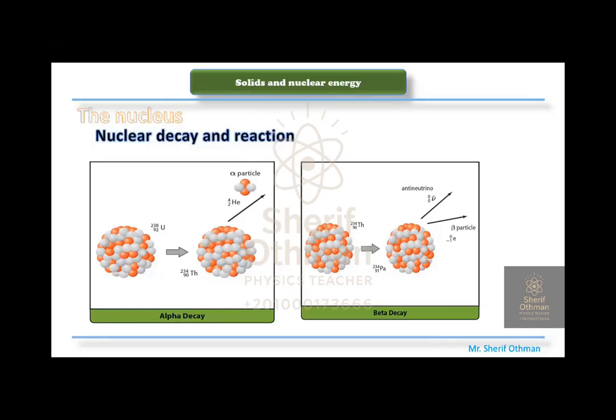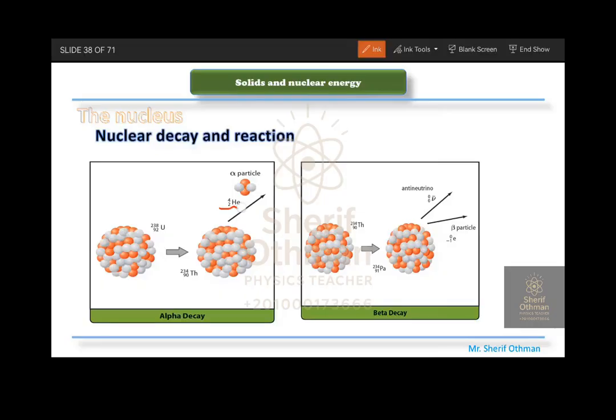As we can see, guys, in alpha decay, the atom lost 2 protons and 2 neutrons, which represent the helium nucleus. The atomic number changed and the mass number changed, so the element itself changed from one element to another type of element. Here also the element changes, as the atomic number increases by 1, while the mass number remains the same.